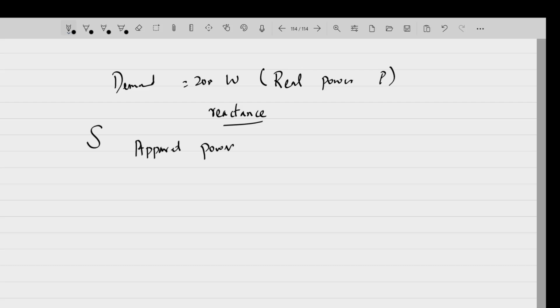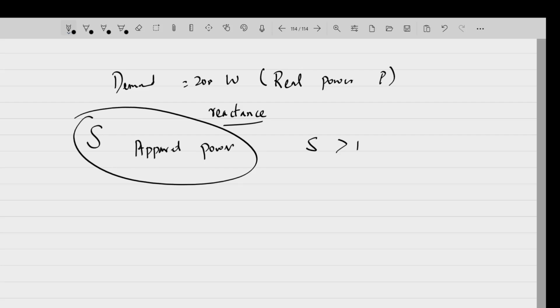They have to generate the apparent power because they have to meet both your real power demand as well as the reactive power demand. Reactive power अभी मैंने define नहीं किया, वो भी अभी मैं define कर लूँगा. But you have understood that this apparent power is always greater than P and it depends upon the cos phi, that is the power factor of your system.